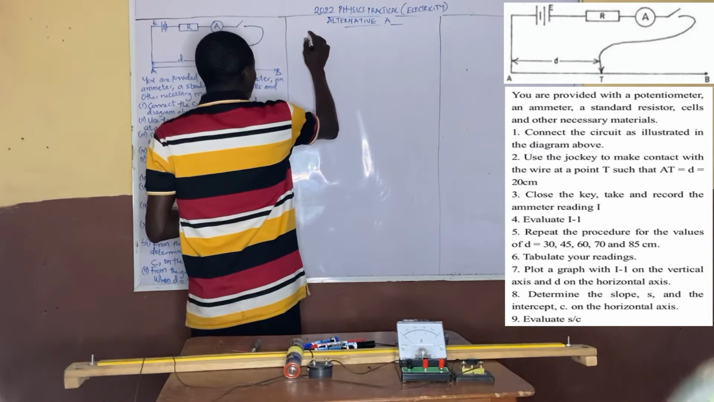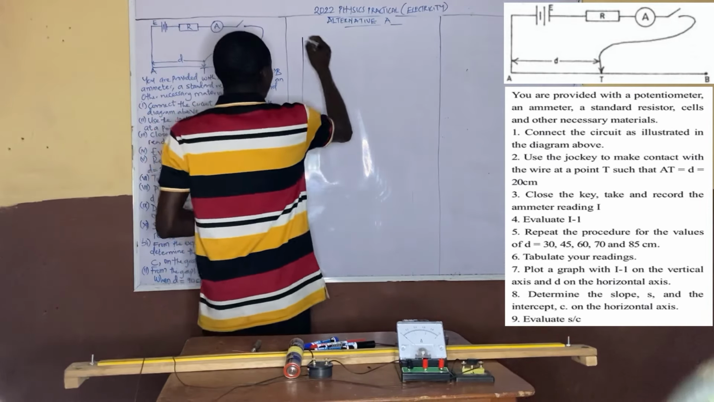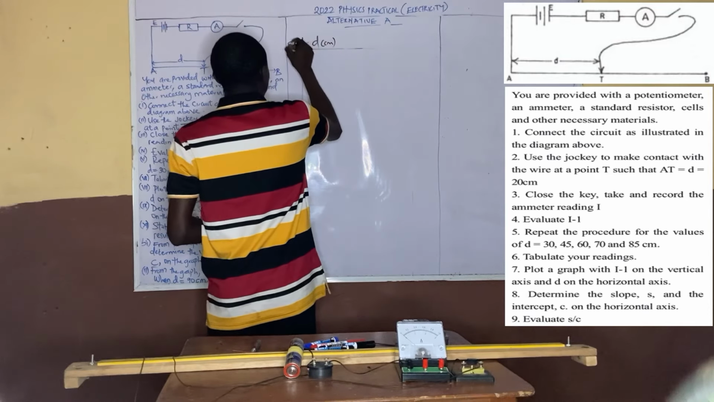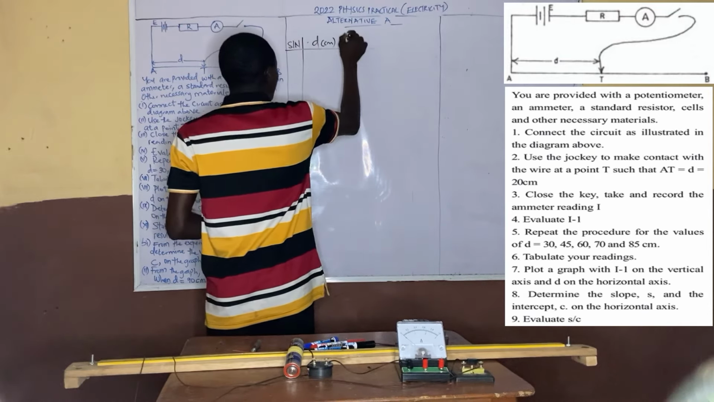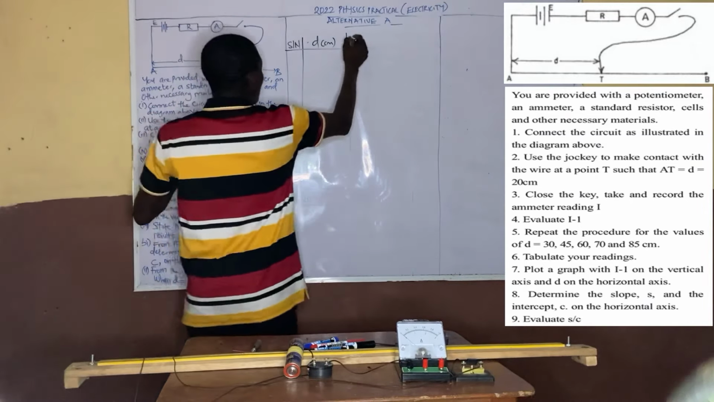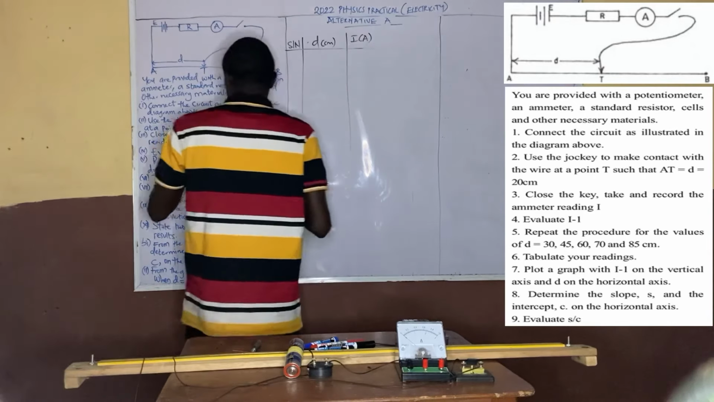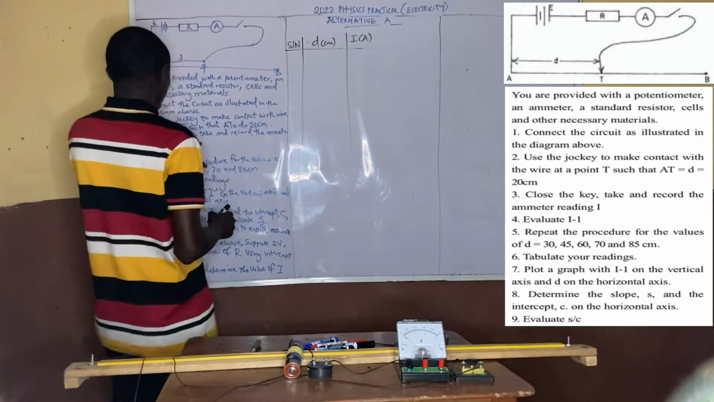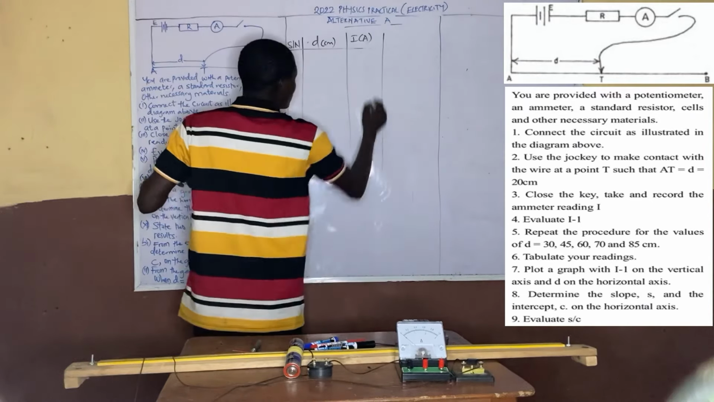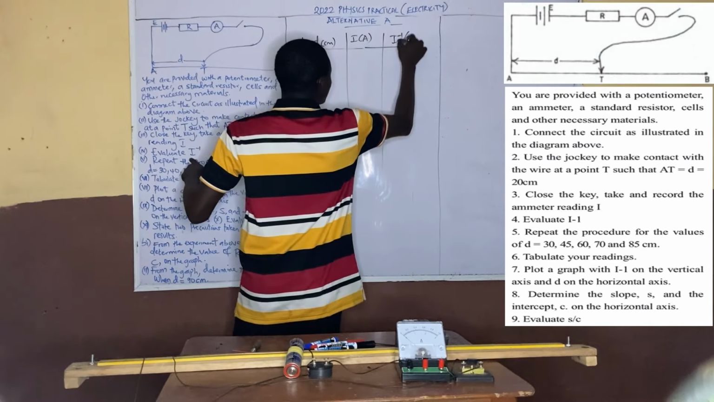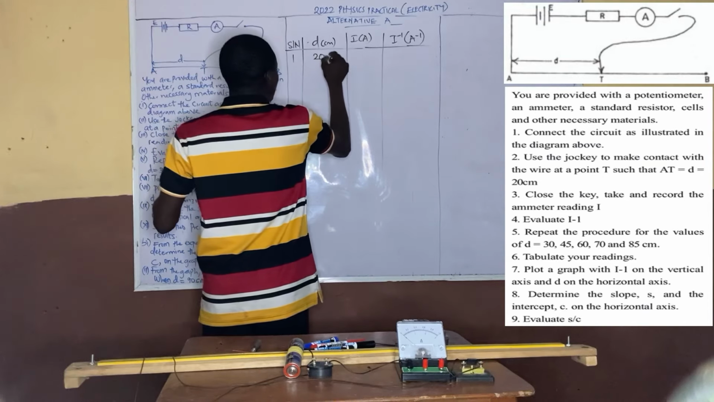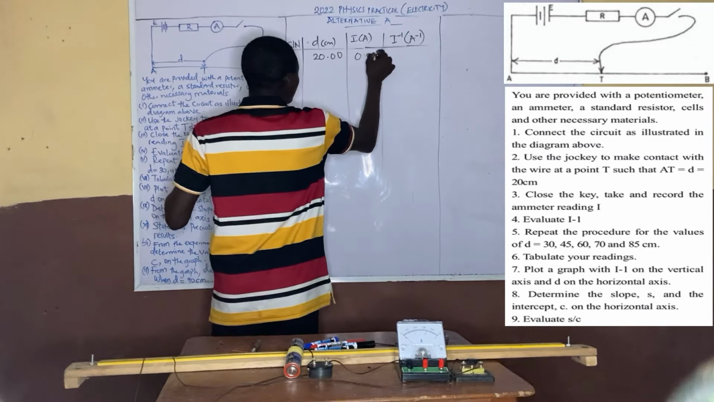Let's look at the table of values now. We have the serial number, the D itself, which is in centimeter, and I, which is our ampere. I is in ampere. What other value do I have to calculate? Evaluate I inverse as well, which is ampere inverse. For the first one, number one, which is 20 centimeter, 20.00, we have 0.55 ampere.